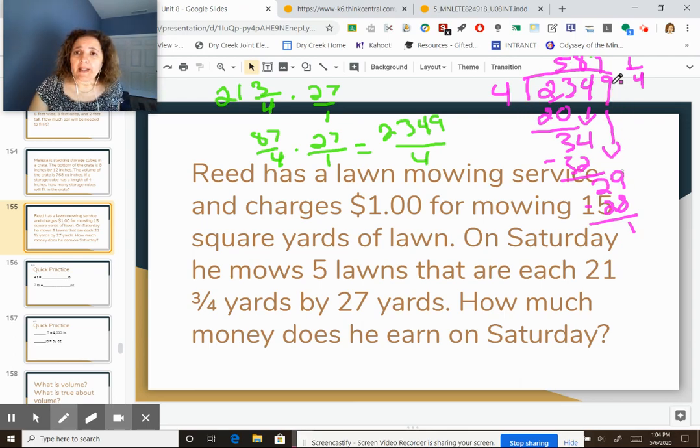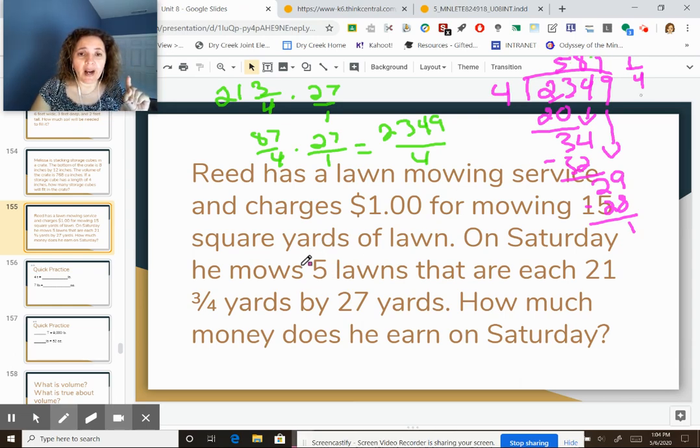4 goes into 28 7 times. 4 times 7 is 28. Leaves me 1 left over. So it leaves me with 587 and 1/4. Okay. Now that's for one lawn. Okay. That's the area of one lawn.